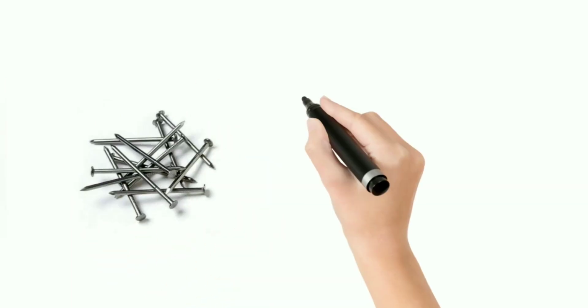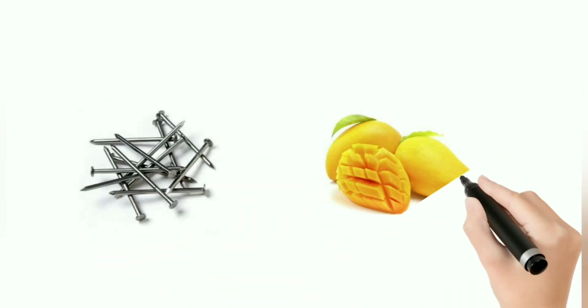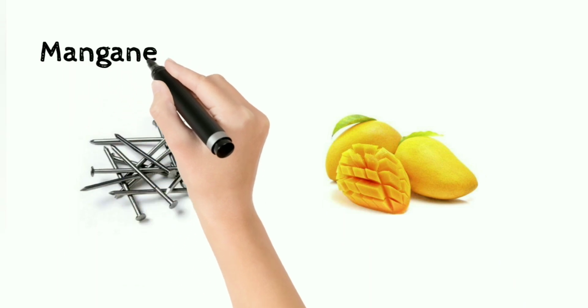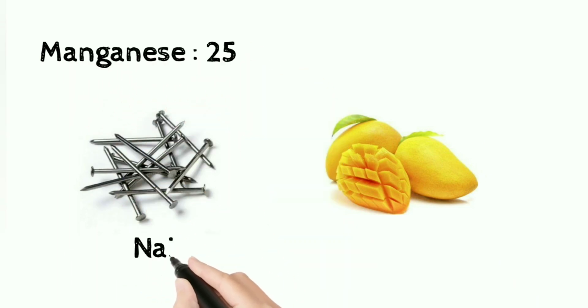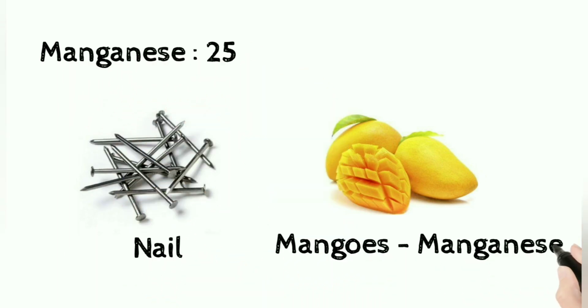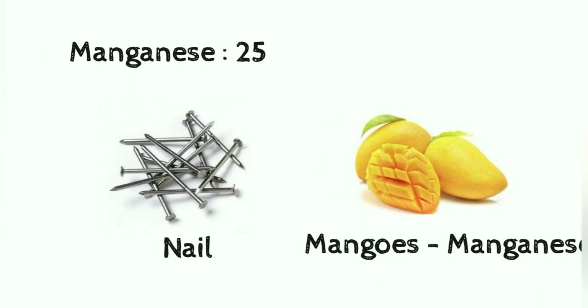Manganese with atomic number 25. Here the peg word is nail, which you use to pierce the wall, and the mnemonic for the element manganese is mango. Now imagine you pierce a juicy mango on the wall using a nail. The story is simple. You pierce a mango with a nail on the wall. From the word mango, you can easily come up with the element manganese.